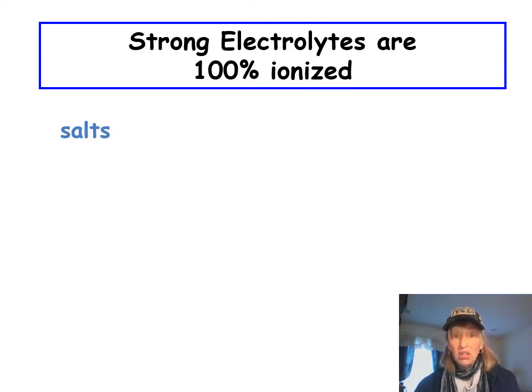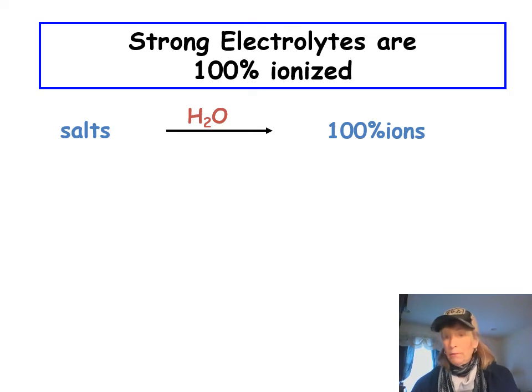Who are strong electrolytes? Salts. Salts like sodium chloride and other ionic compounds, right? Those are our salts. When you dissolve them in water, they are strong electrolytes. They are 100% ionized. That means we no longer have the salt, we have ions on the other side. 100%. No salt remains.